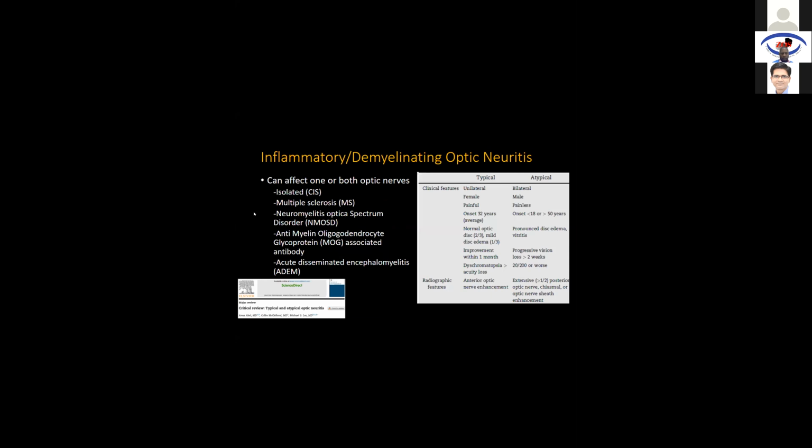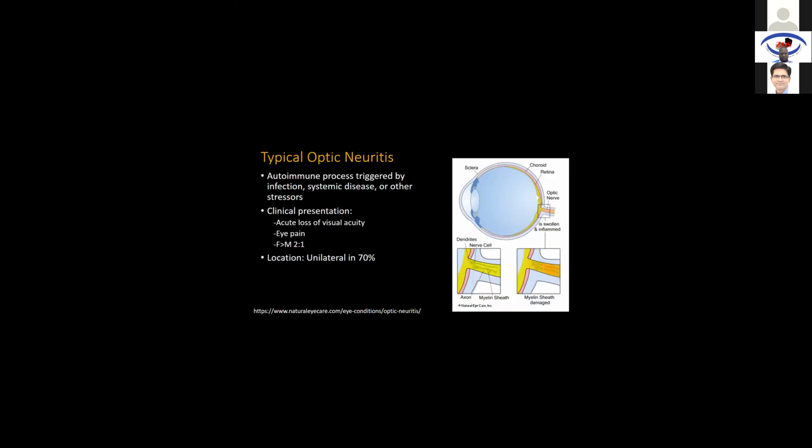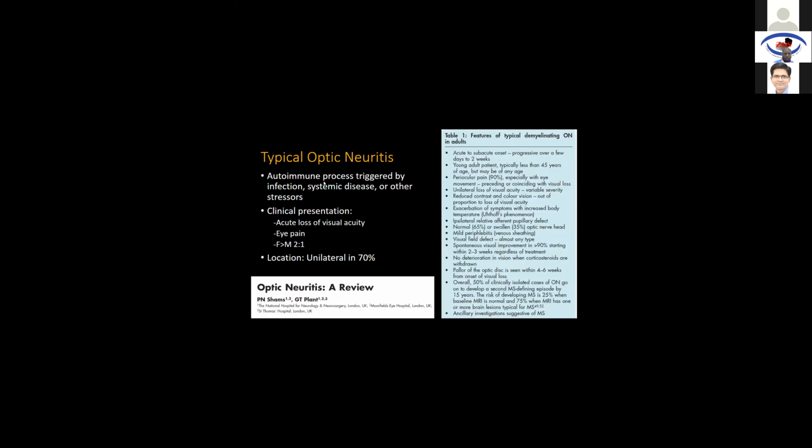So coming to inflammatory or demyelinating optic neuritis, like I said, it's associated with all these different conditions. And like Dr. Saylor mentioned, it's further subdivided into typical and atypical, and she's already gone over it, so I don't want to repeat it. I think Dr. Sachdeva also went over it, so I'll skip that and just go over some of the findings. Typical optic neuritis is an autoimmune process triggered by infection, systemic disease, or other stressors. But classically, it has an acute to subacute onset, typically in a young adult patient less than 45 years of age. Typically there's unilateral loss of visual acuity, and reduced contrast and color vision, which is out of proportion to the loss of visual acuity.